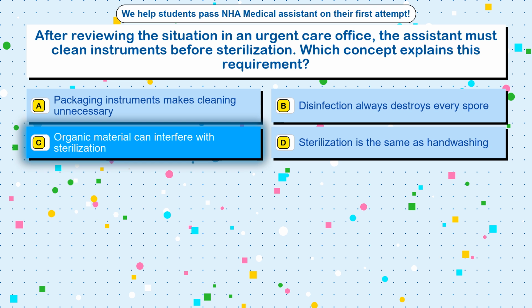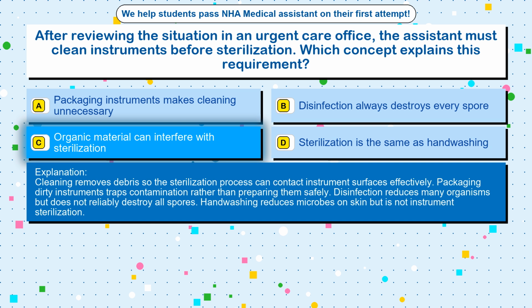Organic material can interfere with sterilization. Cleaning removes debris so the sterilization process can contact instrument surfaces effectively. Packaging dirty instruments traps contamination rather than preparing them safely. Disinfection reduces many organisms but does not reliably destroy all spores. Hand washing reduces microbes on skin but is not instrument sterilization.